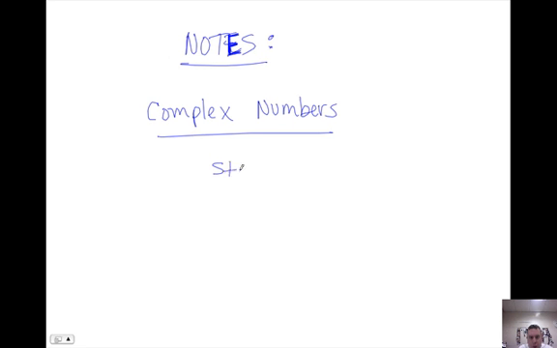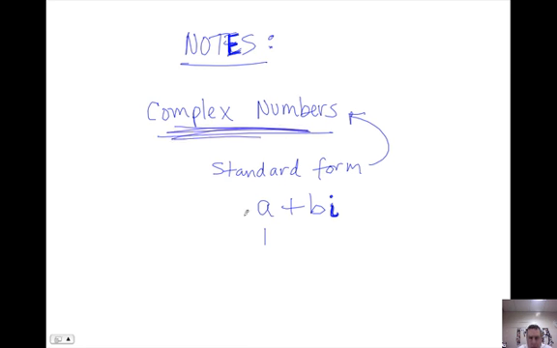There's a standard form of a complex number. It is a plus bi. You know this little i here? That i is an imaginary unit. Now, there's two parts to a complex number. This part right here is the real part. This is actually a real number, like 5 or -2 or whatever it is.